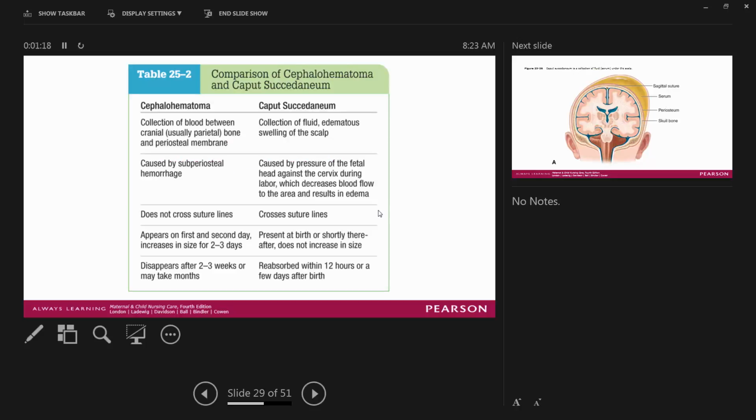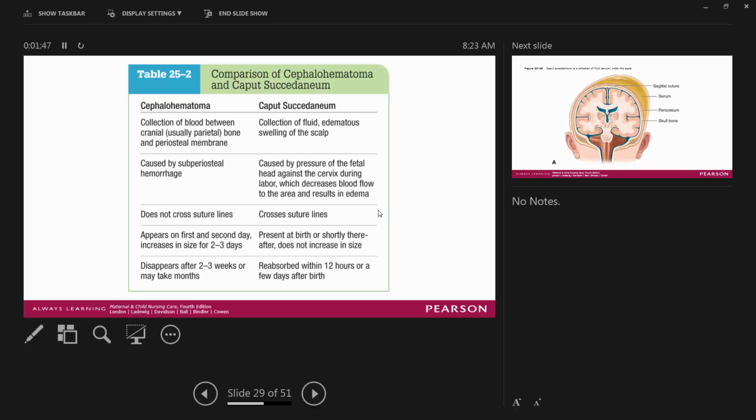But the other big thing that we are assessing is, is the head swollen? Do we have something going on under the tissues of our scalp? Now there are a few different possibilities. We can have a cephalohematoma. What does cephalo mean? What does hematoma mean? Okay. And a caput succedaneum. Caput basically is just edema, fluid.